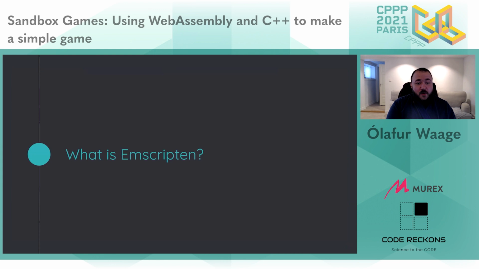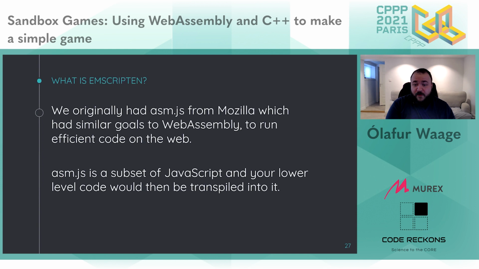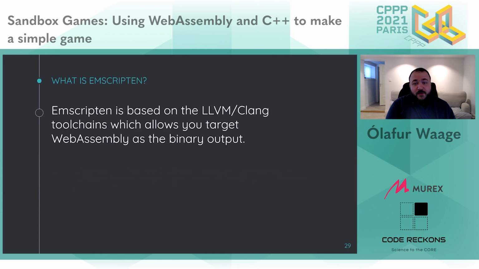So the tool we're going to use is Emscripten, and this is kind of WebAssembly before WebAssembly. Before WebAssembly, we had a thing called asm.js from Mozilla that had similar goals to WebAssembly. It's basically running efficient code on the web. It's a subset of JavaScript, so you would write your low-level code, and it would be turned into JavaScript. And this is where Emscripten came into play. It's based on the LLVM and Clang toolchains, which allows you to target WebAssembly as the binary output.